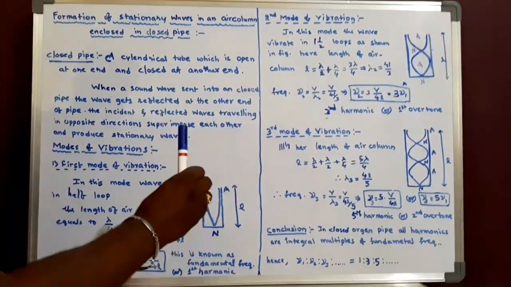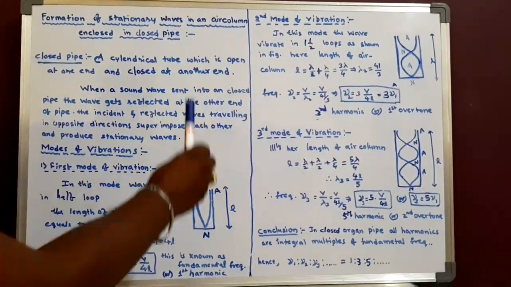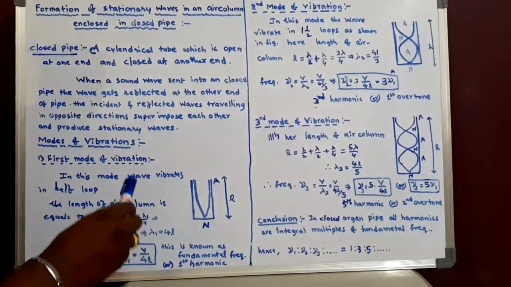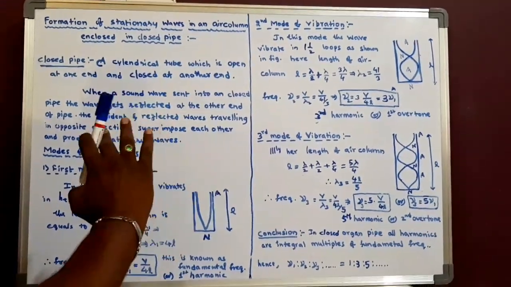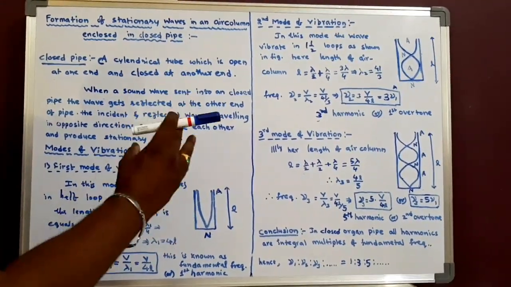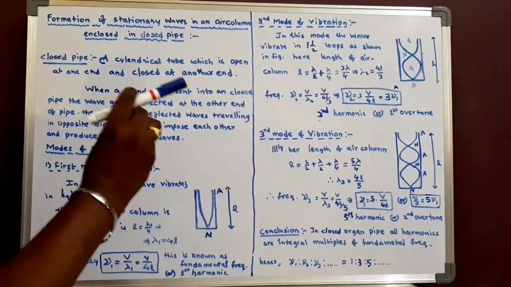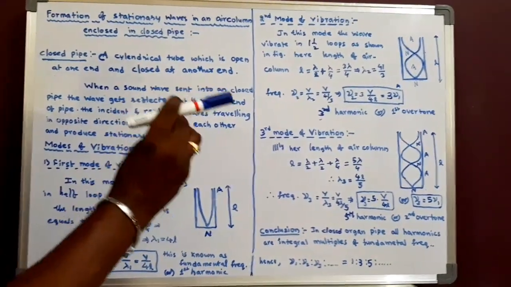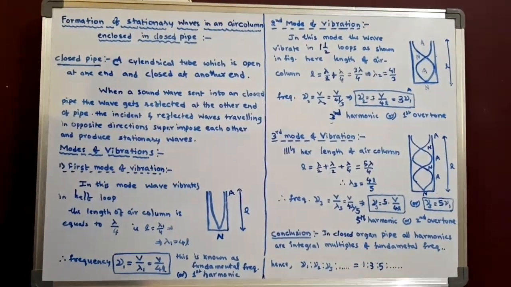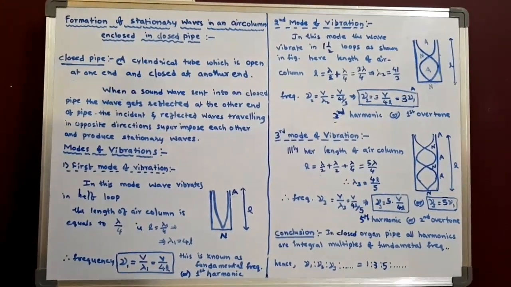That is the reason I can't write the complete derivation here, because I am conducting these classes only for revision, and I need to compare the open pipe and closed pipe. That is the reason I put only the key parts on my board, which is the same as in the open pipe. Okay, understood all of you?